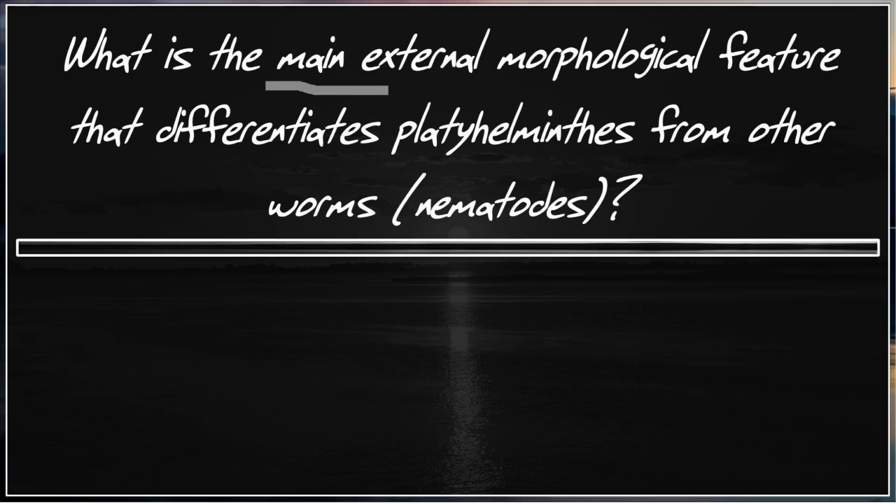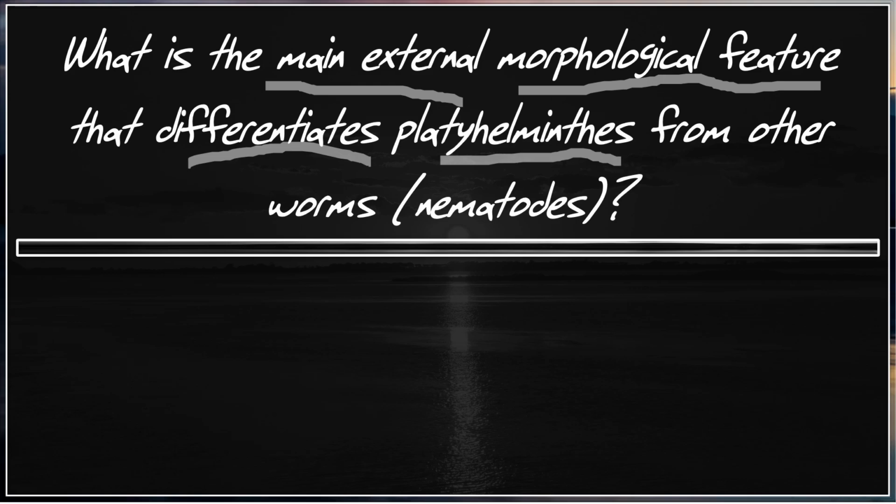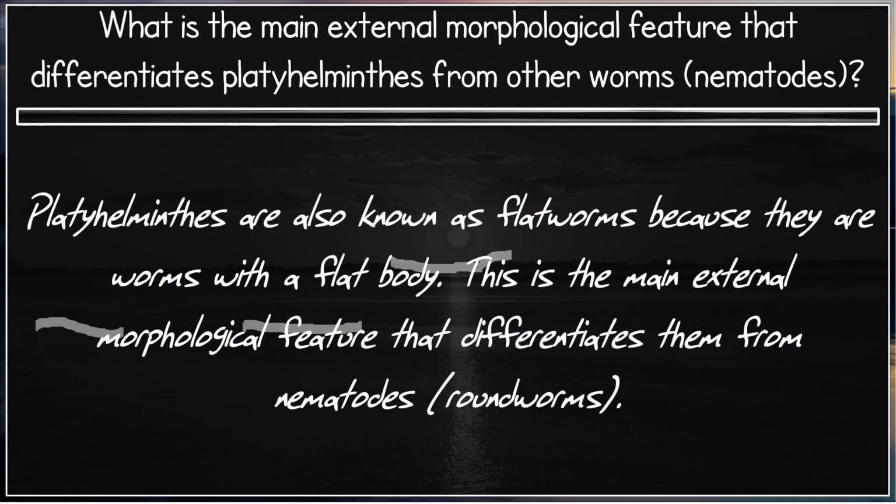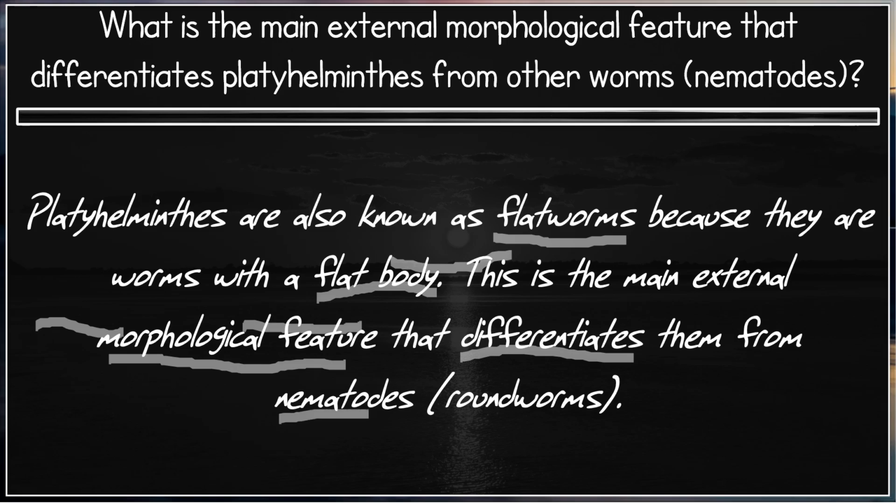What is the main external morphological feature that differentiates Platyhelminthes from other worms like nematodes? Platyhelminthes are also known as flatworms because they are worms with a flat body. This is the main external morphological feature that differentiates them from the nematodes, which are roundworms.